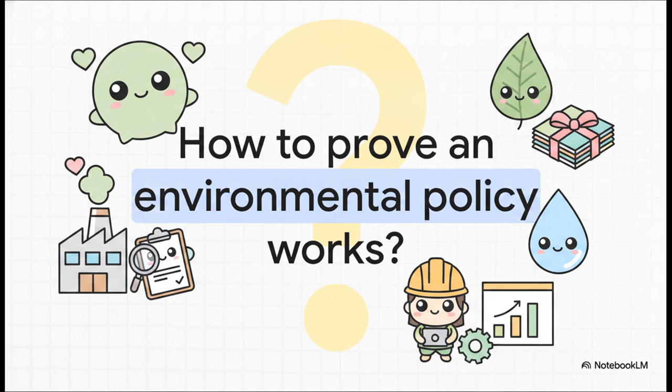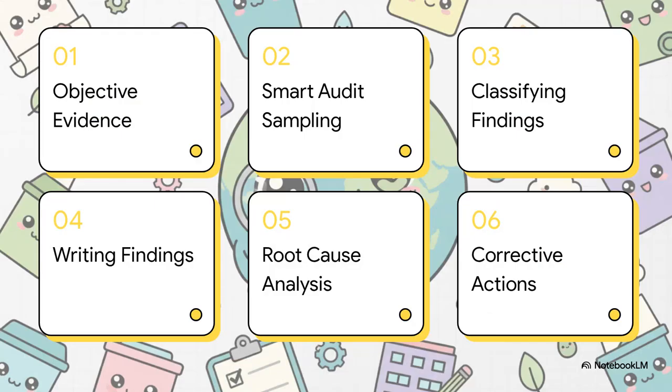Well, moving beyond those paper promises requires a totally impartial, evidence-driven approach. It requires a lead auditor to actually get out onto the factory floor, dig into the data, talk to the staff, and uncover the absolute ground truth. Here is our investigation lifecycle for today. We'll start with gathering objective evidence, then move to smart audit sampling, classifying nonconformances, writing and defending findings, conducting root cause analysis, and finally, closing corrective action requests.